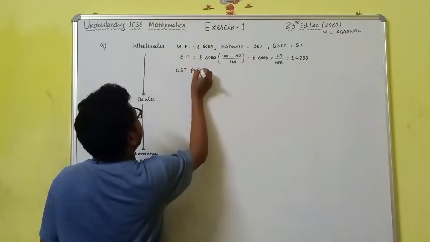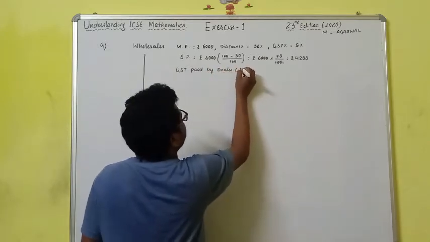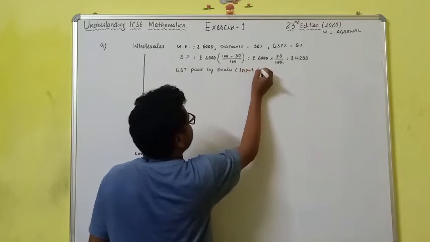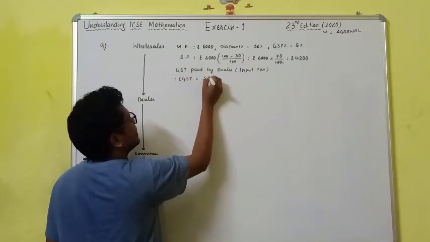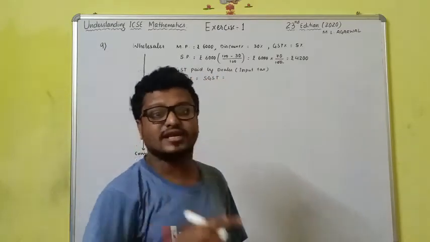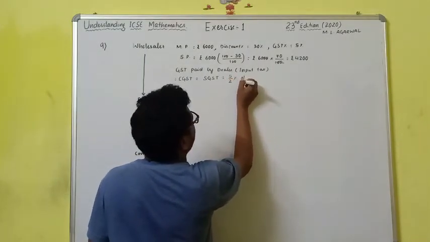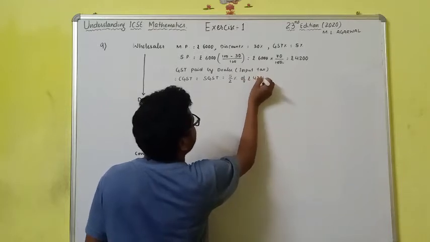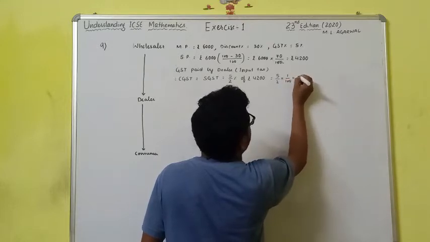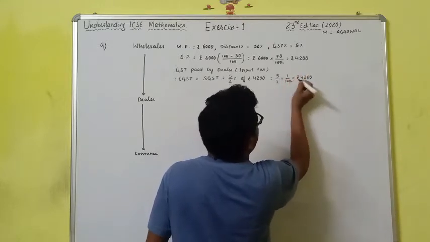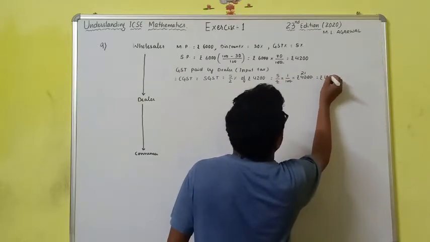GST paid by the dealer, that is called your input tax. Here I will calculate CGST is equal to SGST as it is an intra-state transaction. So GST percentage will be 5/2 percentage of rupees 4,200. So it will be 5/2 into 1/100 into 4,200. So again 0 cancels. Here 42 means 21. So it will be rupees 105.